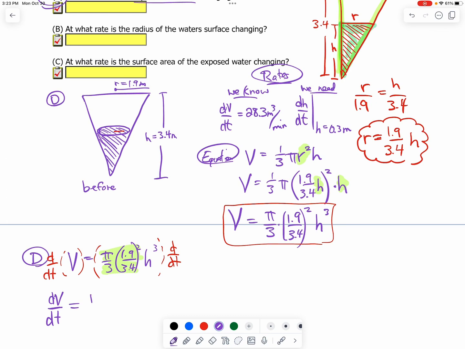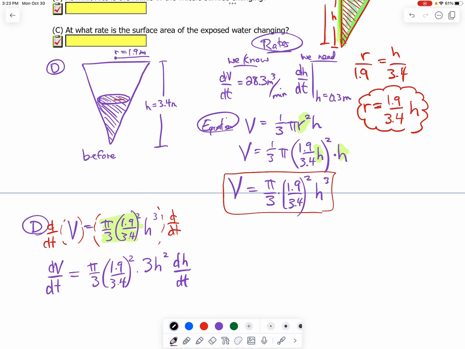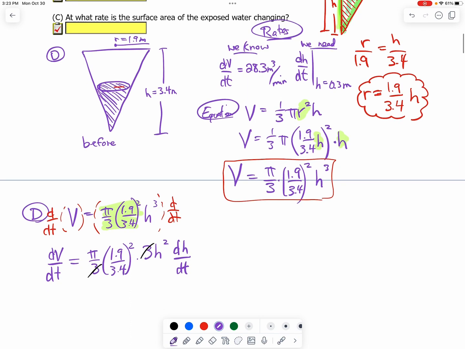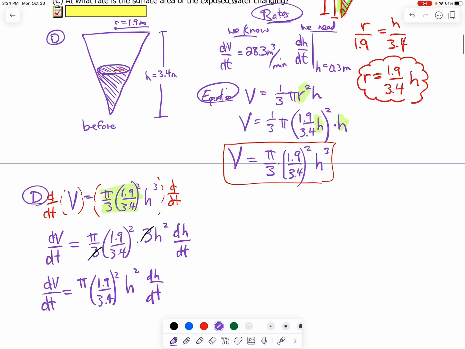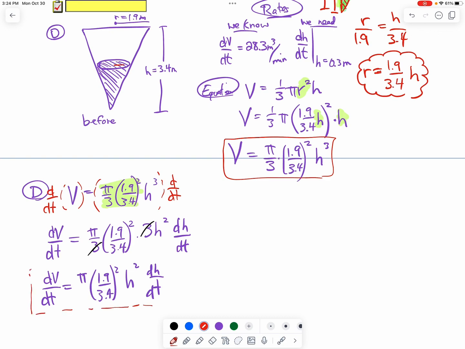So it's going to be pi over 3, 1.9 over 3.4 squared times 3h squared dh/dt. I see some things that can cancel. The 3 will cancel. That will be helpful just to eliminate any extraneous numbers. And that means dV/dt equals pi times 1.9 over 3.4 squared h squared dh/dt. I'm going to put a brief box around that because that's the end of my derivation.